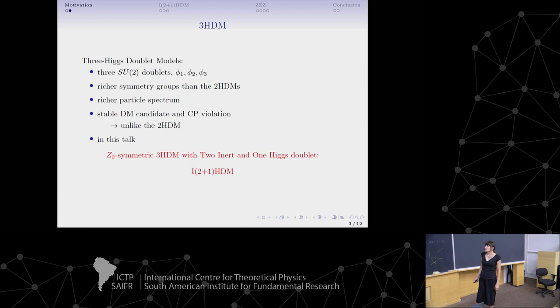So the Three-Higgs Doublet models is a class of models where instead of just one SU(2) doublet, we have three. Those models have very rich phenomenology because of the possible different symmetries that can be imposed in the model that will result in a different particle spectrum, different phenomenology. For example, in the Three-Higgs Doublet model, we can have a dark matter candidate and CP violation, which is not possible in the IDM. In this talk, I will talk about the Three-Higgs Doublet model with Z2 symmetry.